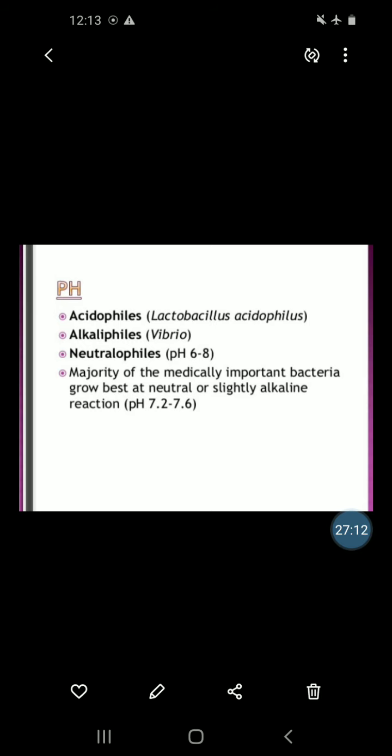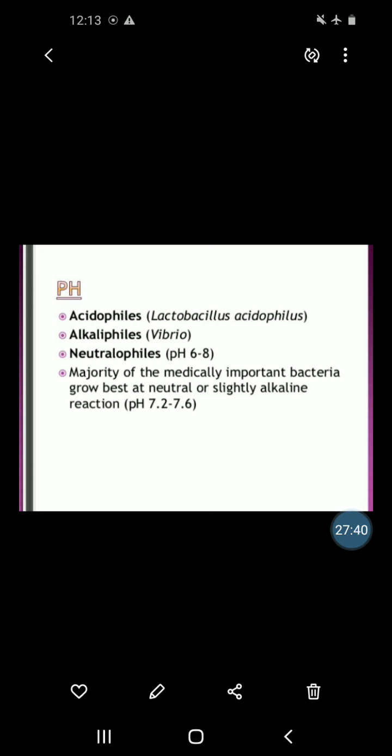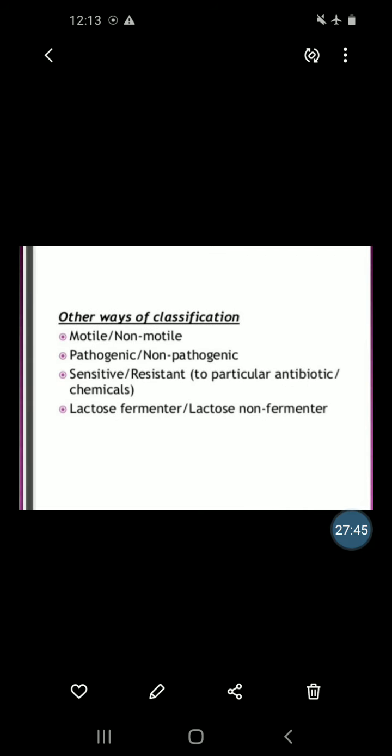Next factor, that is pH. First, acidophiles, example Lactobacillus acidophilus. Then alkaliphiles, that is Vibrio. Then neutrophiles, having pH 6 to 8. The majority of the medically important bacteria grow best at neutral or slightly alkaline pH, that is pH 7.2 to 7.6.